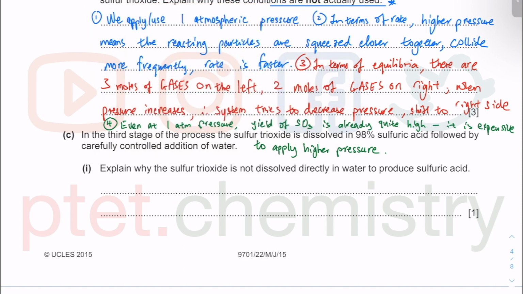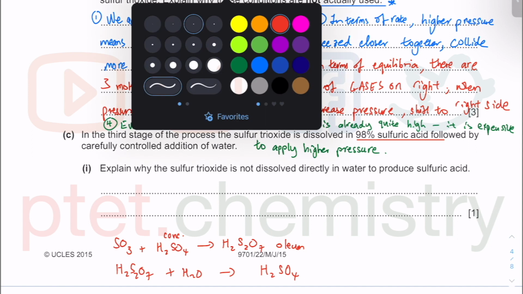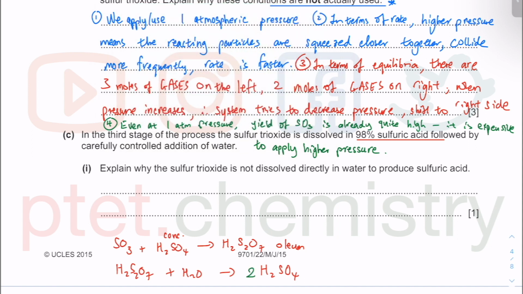In the third stage of the process, the sulfur trioxide is dissolved in 98% sulfuric acid. So what you actually get is oleum. If you think about the equations, the SO3 dissolves in concentrated sulfuric acid, and then when you add them up, you get H2S2O7. That is what you call oleum. And then this H2S2O7 is what you dissolve in water to give you your concentrated sulfuric acid. And when you balance the equations, you will need 2 of that. So 4 hydrogen, 2 sulfur, and then 8 oxygen like that.